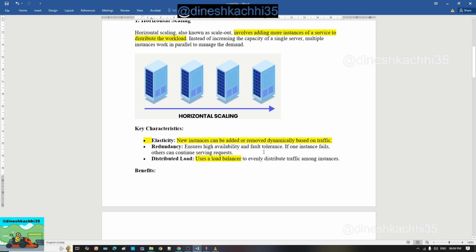The second is to ensure high availability and fault tolerance. If one instance fails, others can continue serving requests. If we are adding more CPUs in parallel, it will provide redundancy also. For example, we have added 10 CPUs, so the total instance count or computer count is 10. If one fails, the other nine will work. So this is one advantage of the horizontal scaling. The third one is distributed load.